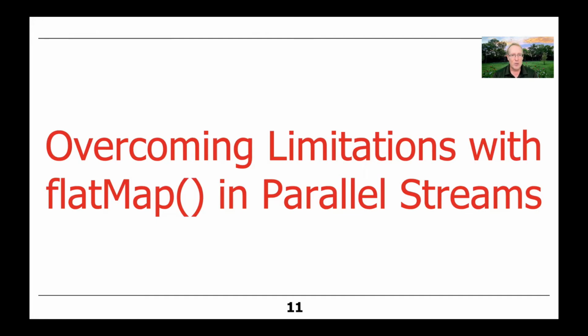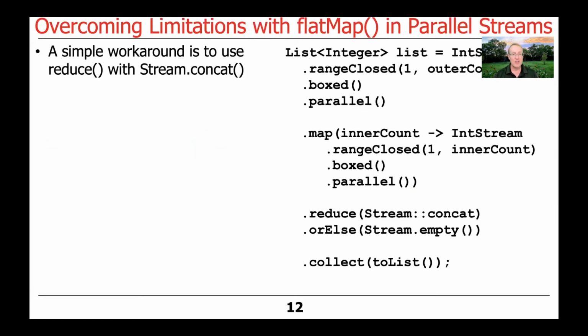So what we're going to do in part 2 of this video is talk about how we can overcome the limitations of flatMap with Java parallel streams. And there's a very simple workaround. I don't know why they didn't just build this into Java parallel streams flatMap to begin with, but they didn't, for whatever reason. And the simple workaround is to use the reduce terminal operation in conjunction with the Stream.concat operation.